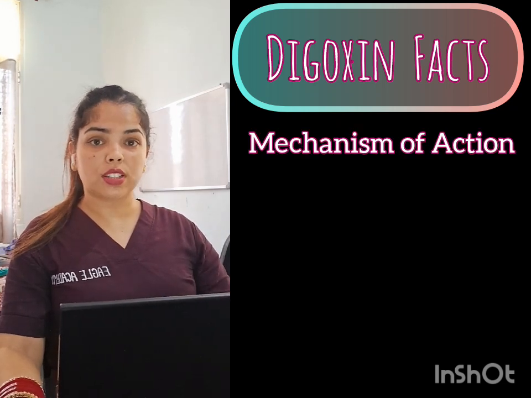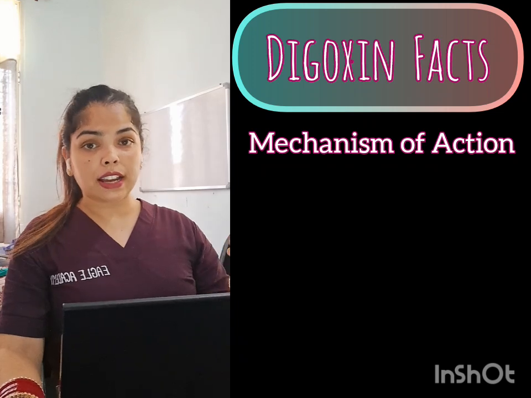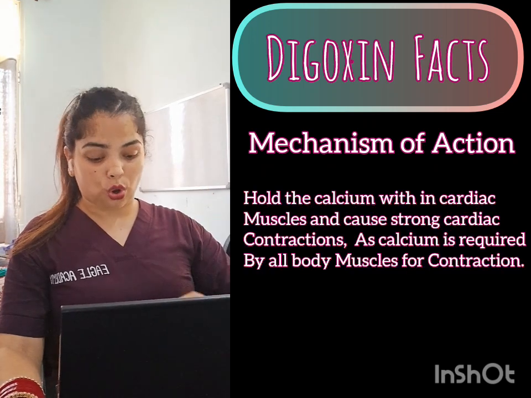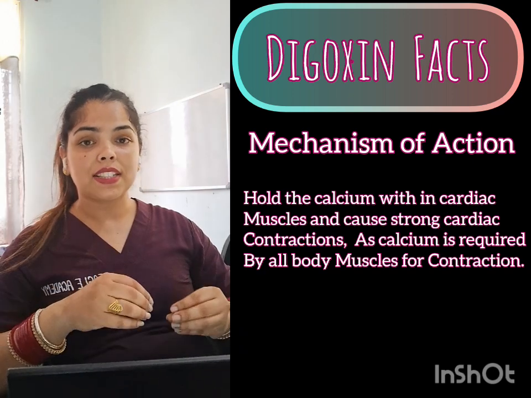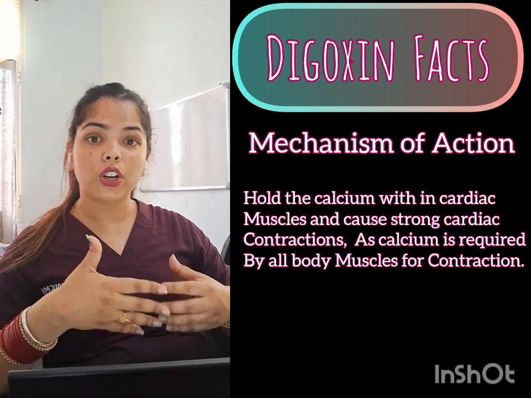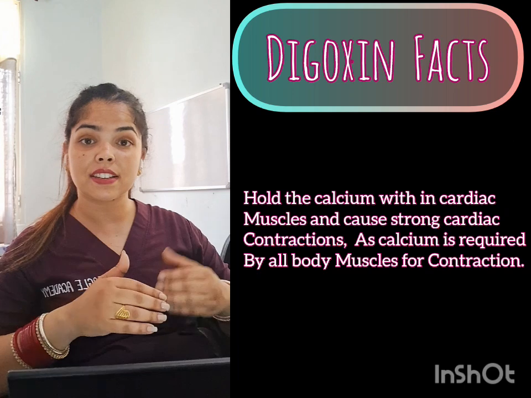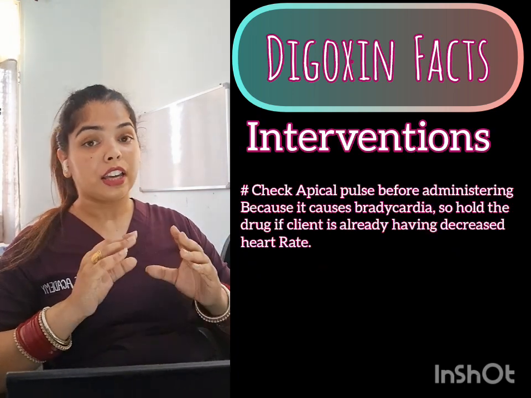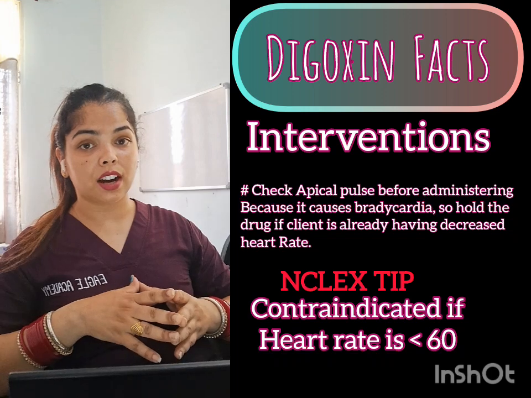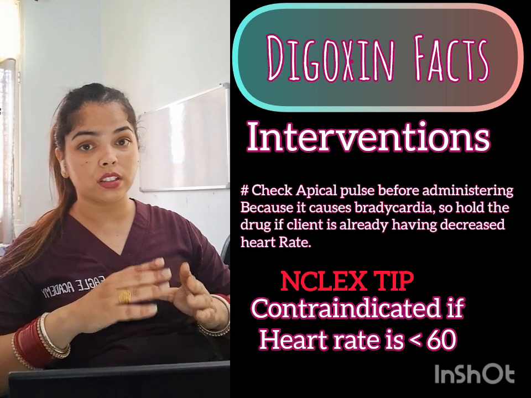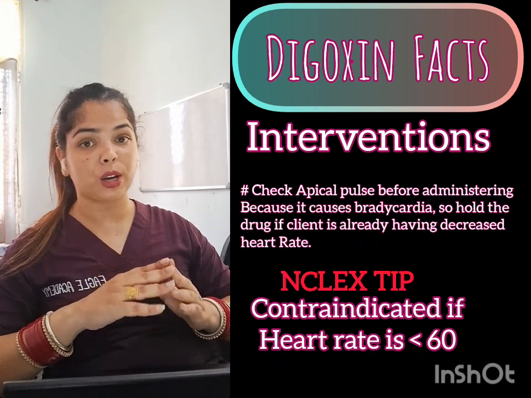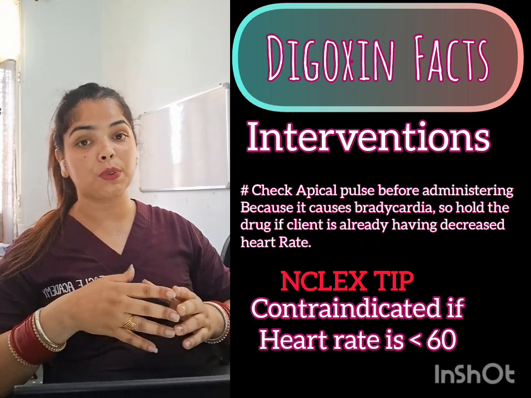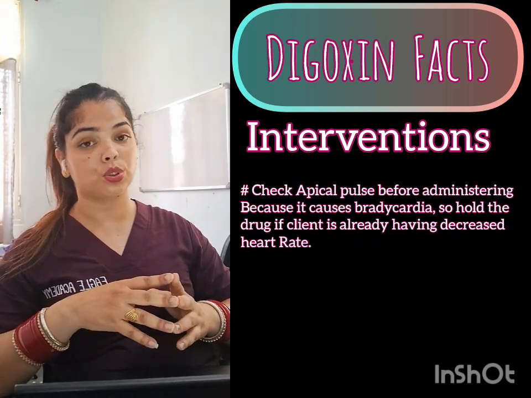Now, how digoxin works? Digoxin holds the calcium within the cardiac muscles and that will lead to the strong cardiac contractions. Basically, digoxin induces stronger contractions but it decreases the rate of contraction. So it will cause bradycardia in our client. If your client is already having bradycardia, then you have to hold the drug and notify the healthcare provider about the bradycardia. This is why you have to assess apical pulse before administering digoxin drug to your client.